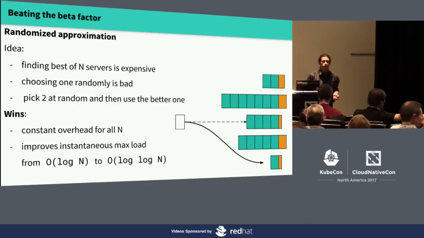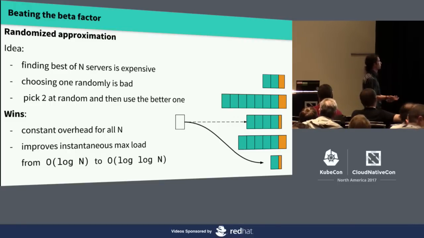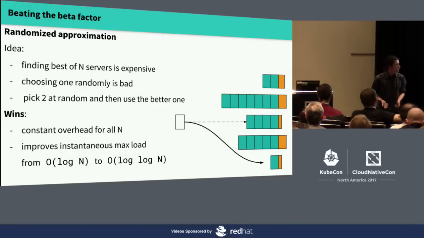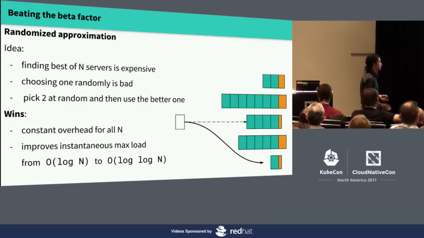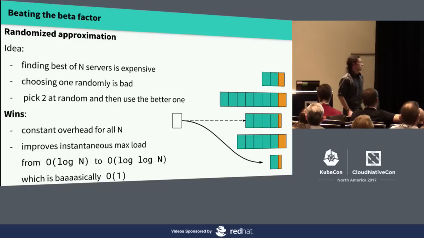What does that give us? A lot. It has constant overhead, right? Even if we have many, many servers, because we only have to talk to two. And you can show that it improves the instantaneous maximum load on any given server from O of log n to O of log log n, which is basically O of one, right?